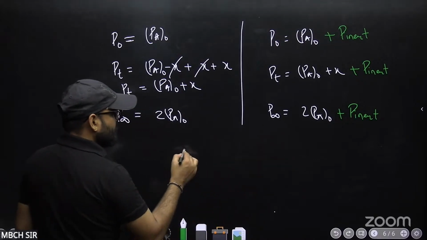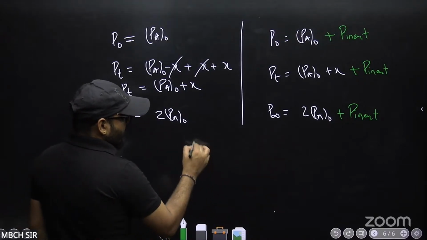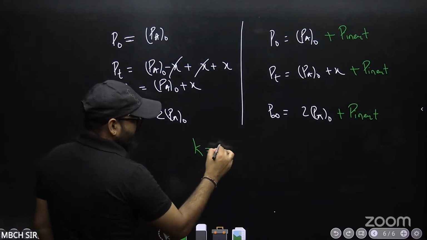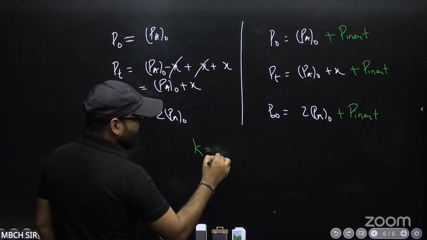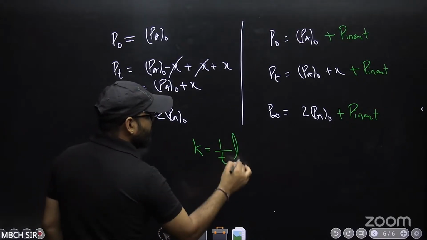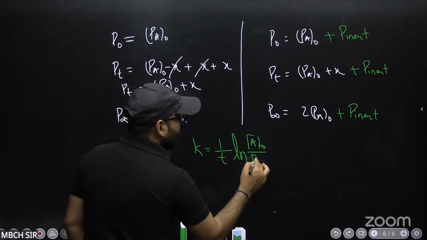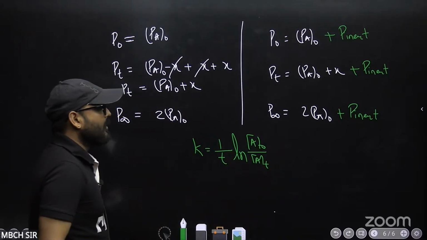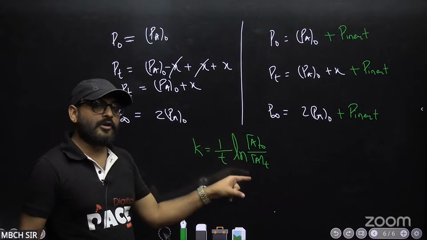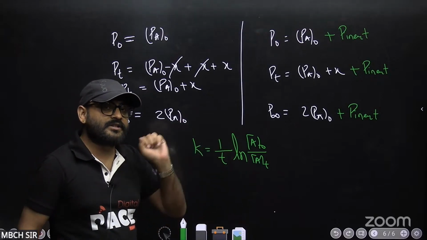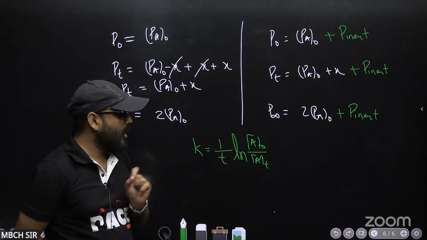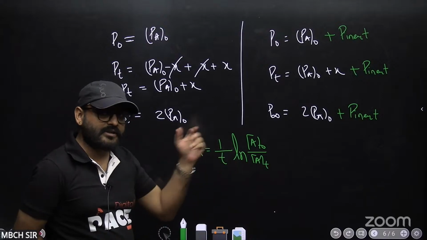How to solve the question? What do we have to find? We have to find the rate constant K of a first order reaction. So K equals 1 upon t ln A naught upon At. In place of A naught and At, we have pressure values. How to relate A naught and At with pressures?